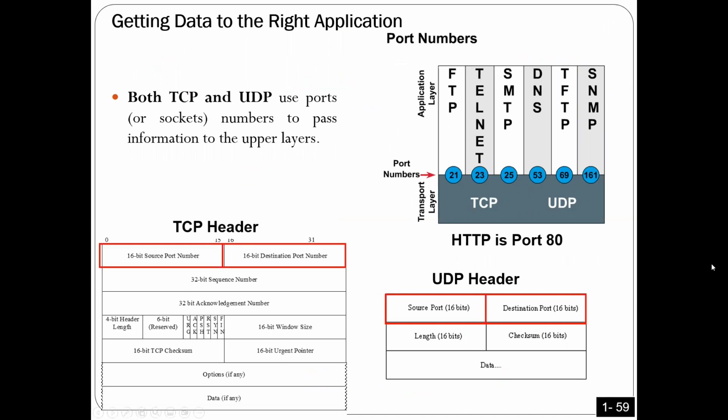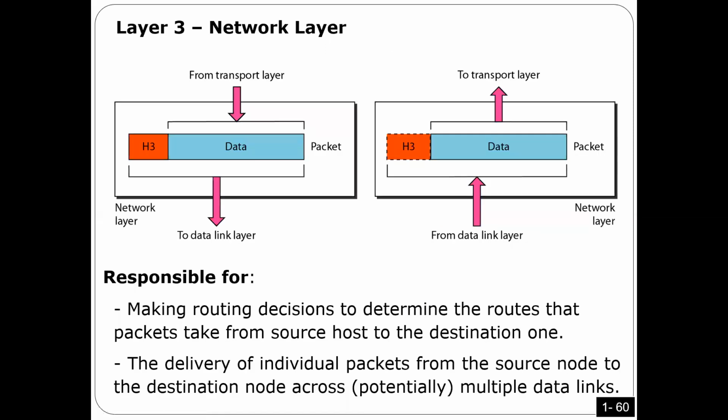Anyway, you can see here the TCP header. In the header, I have to put the port number of the source and the port number of the destination. Same thing in UDP: I have to put the source port and the destination port. TCP or UDP, they use ports. Ports means sockets, and again a program is communicating with another program. Any questions?